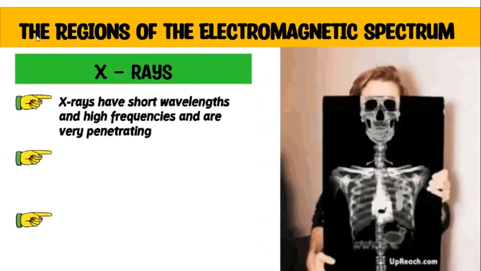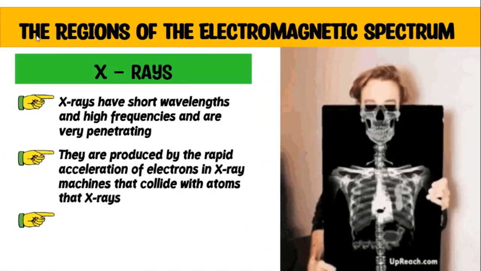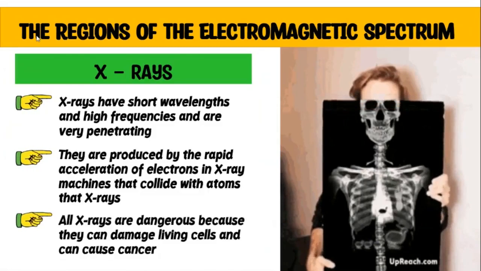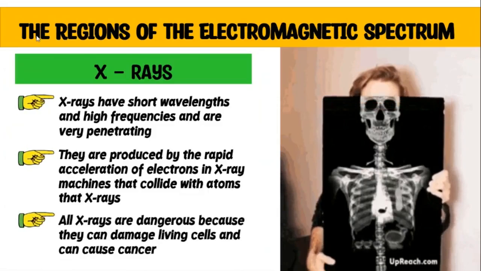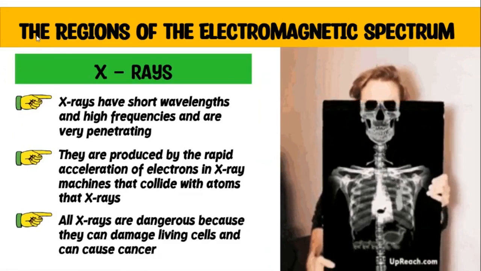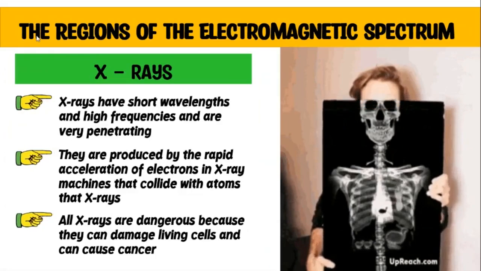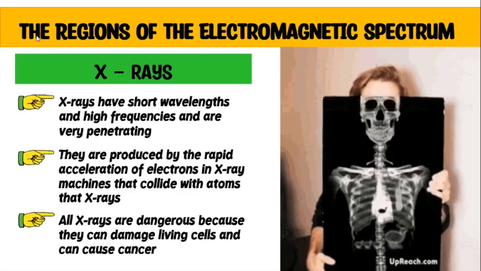X-rays have short wavelengths and high frequencies and are very penetrating. They are produced by the rapid acceleration of electrons in X-ray machines that collide with atoms. These atoms emit X-rays. X-rays with long wavelengths that can penetrate through flesh but not bone are used in X-ray photography to help doctors look inside the body, while X-rays with shorter wavelengths that can penetrate through metal are used in industry to inspect welded joints or faults. All X-rays are dangerous because they can damage living cells and can cause cancer.